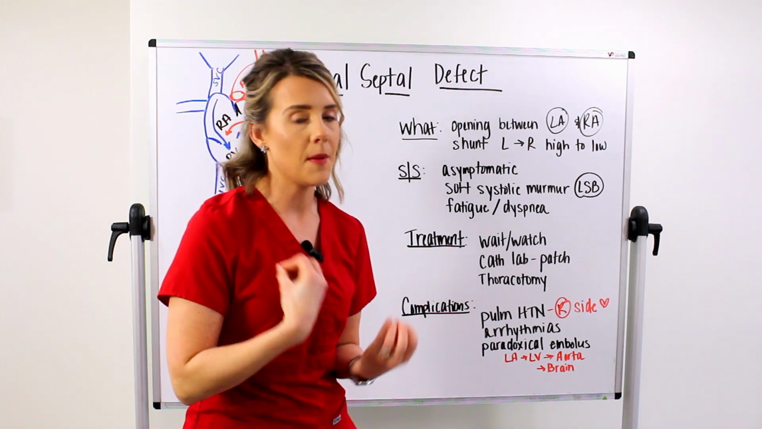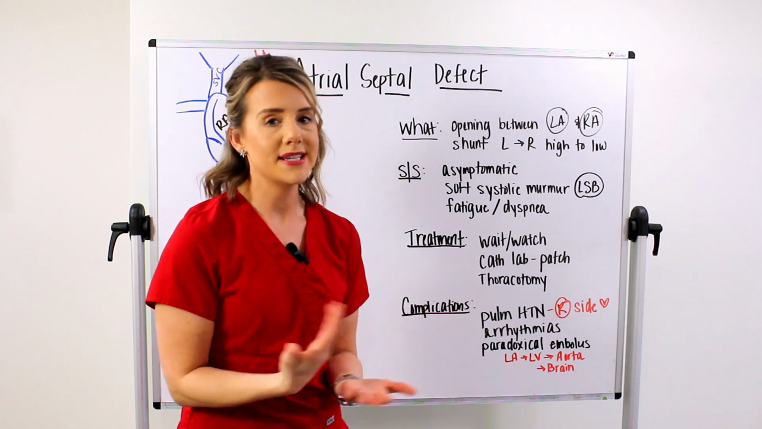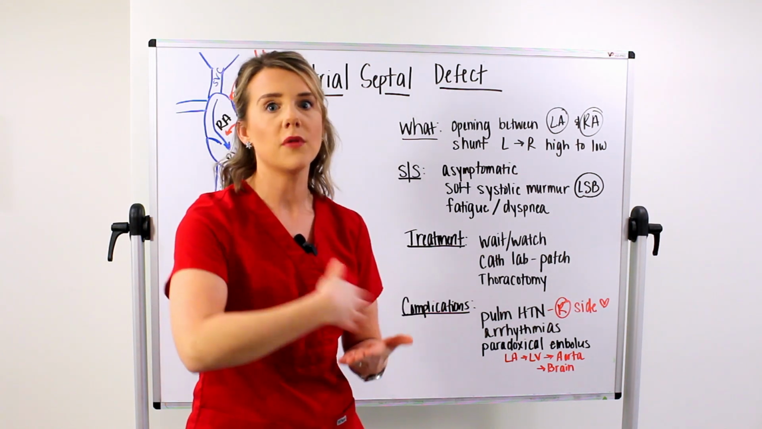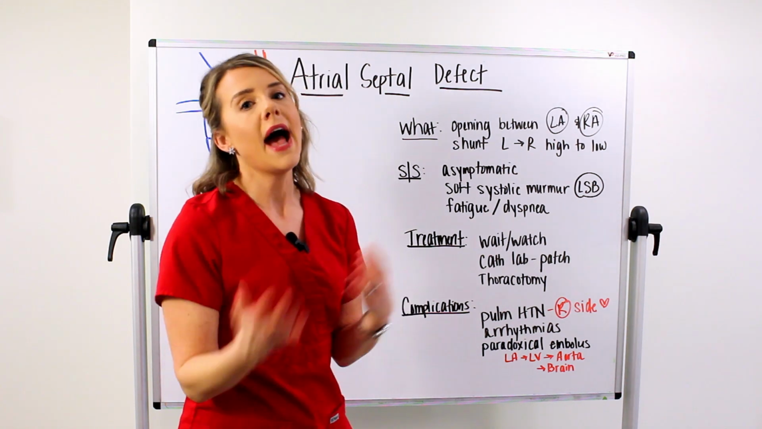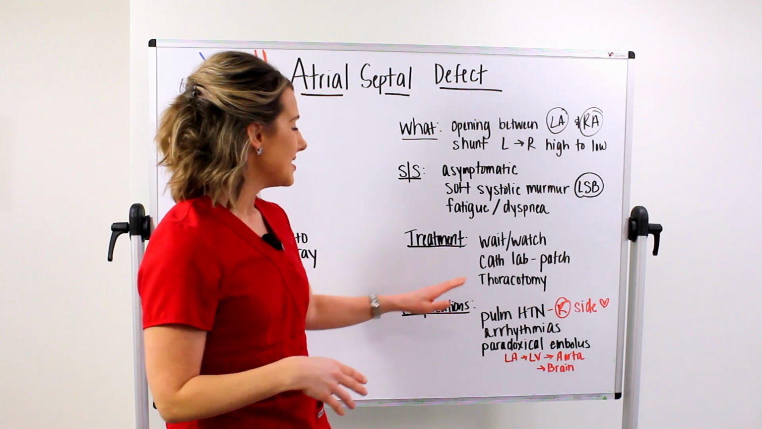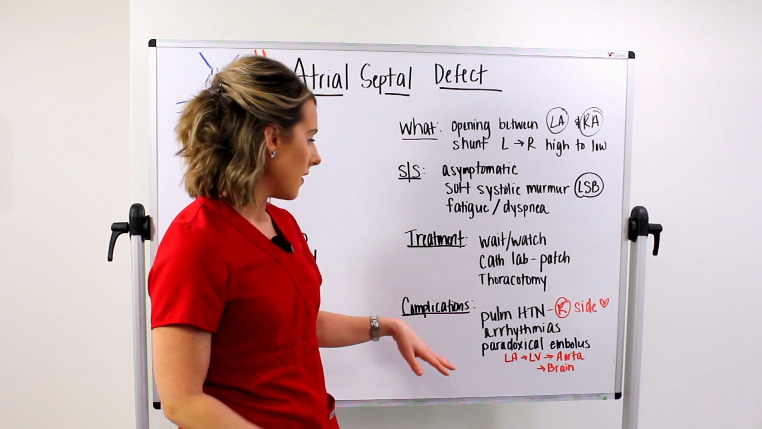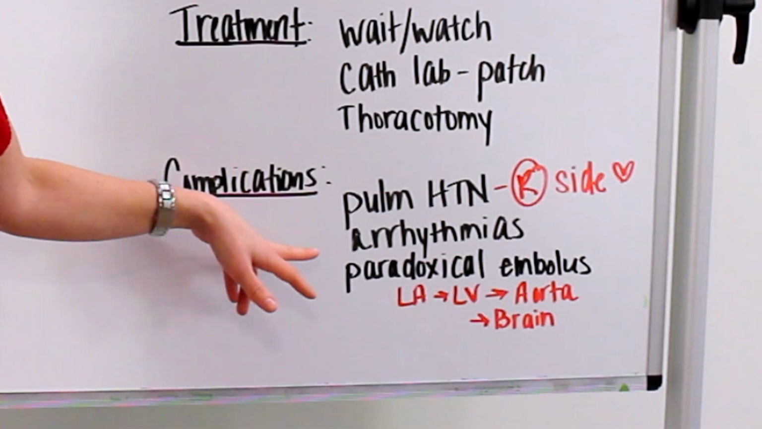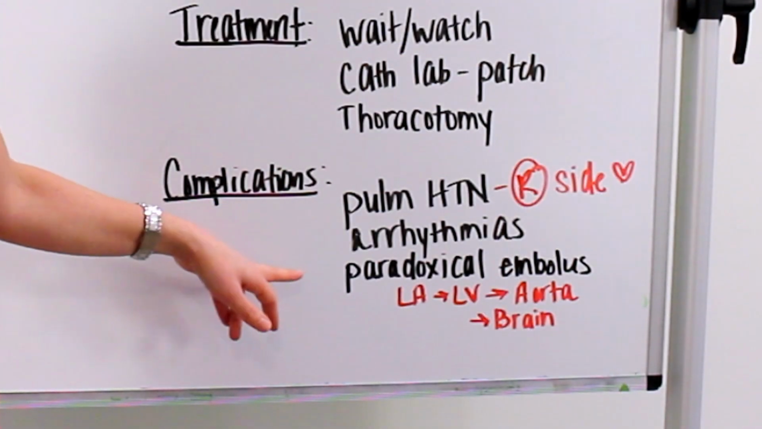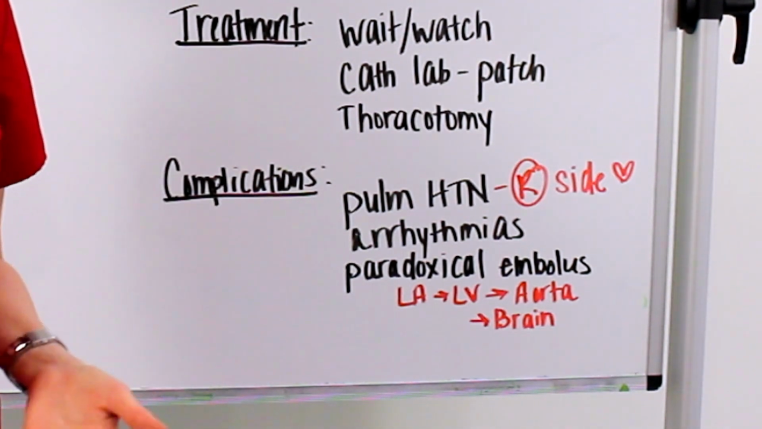So the heart has to pump at a greater force to allow for that blood flow. That's an increased amount of blood flow out through the pulmonary artery. So you can definitely see on the right side of the heart this pulmonary hypertension develop. Potentially, they could also develop arrhythmias. And then, as I mentioned, this paradoxical embolus.